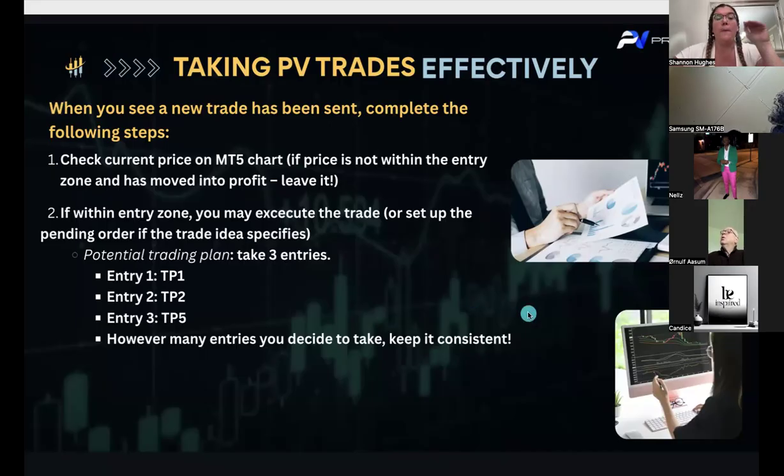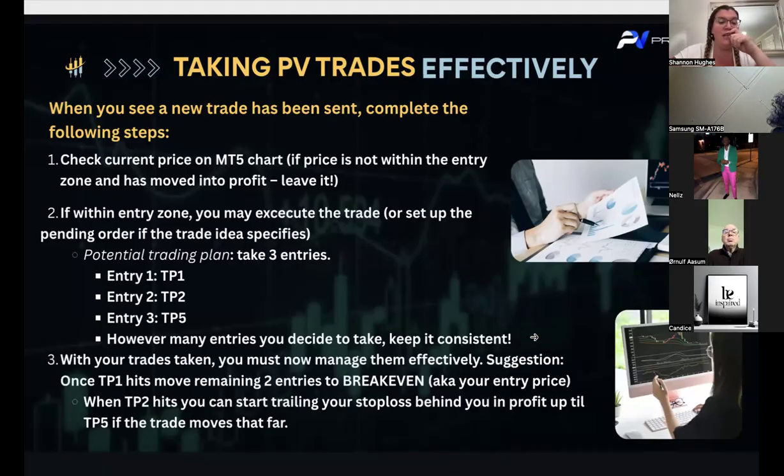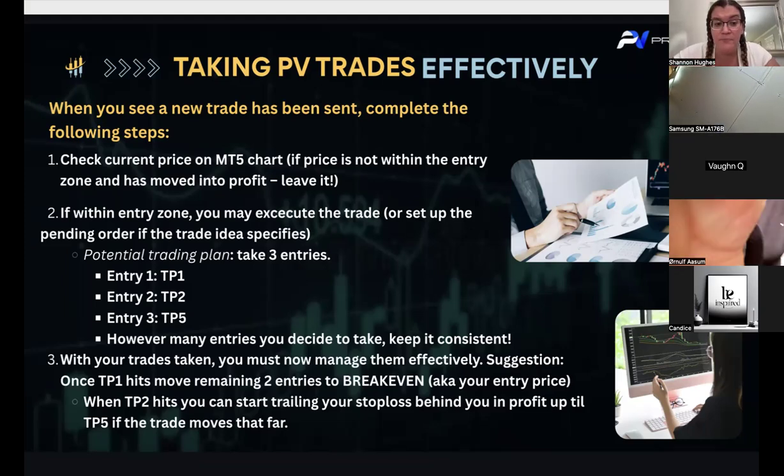Okay, so that's step 2. That was a really long step 2, but I just wanted you to understand why I'm suggesting this and the power of holding trades. Okay, now step 3. Now that you've taken your trade, you need to manage them.